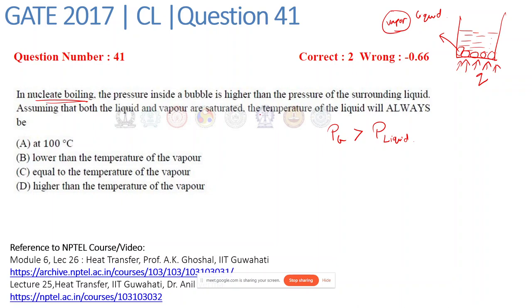Now we have been given that both the liquid and vapor are saturated, that is liquid and vapor are saturated. Now we have been asked that the temperature of liquid will always be, and we have been asked to compare the temperature of liquid with the temperature of vapor. So if the temperature of liquid is L, then what is the relation between the temperature of liquid and the temperature of vapor?